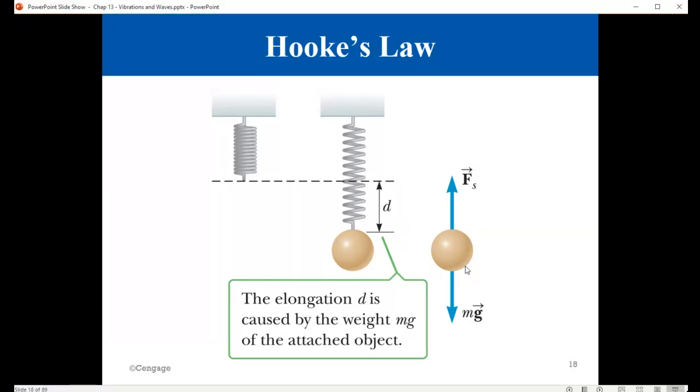Okay? If you increase m, then the stretching of the spring will increase. But for a fixed value of m, there will be a fixed value here for d.